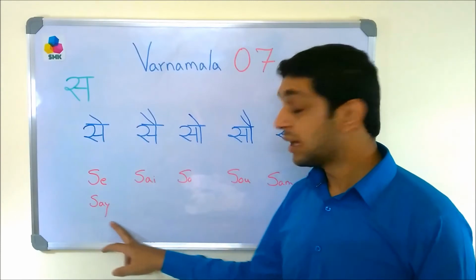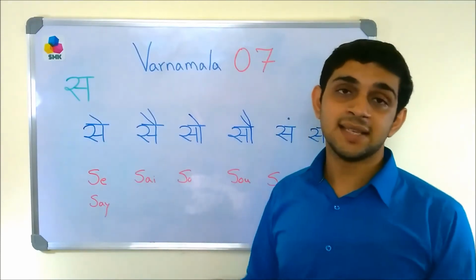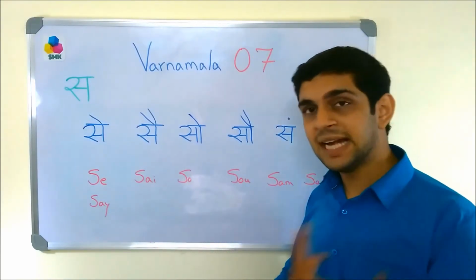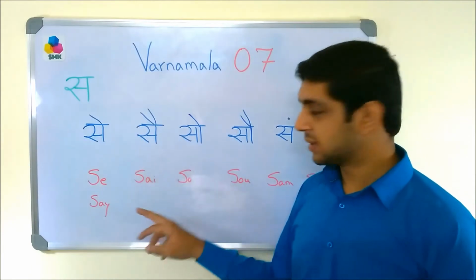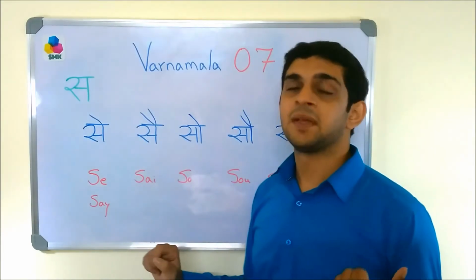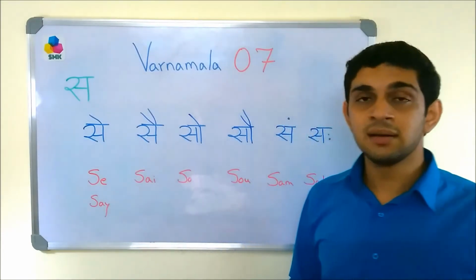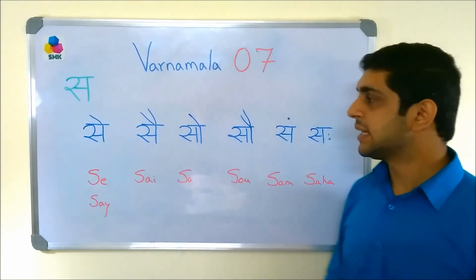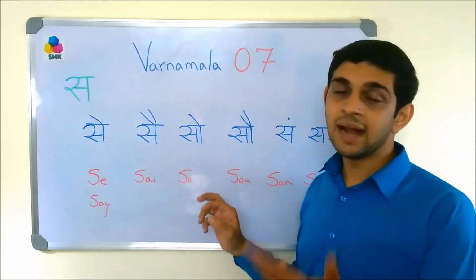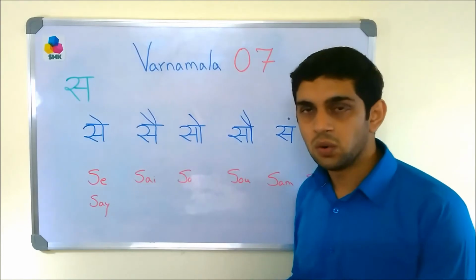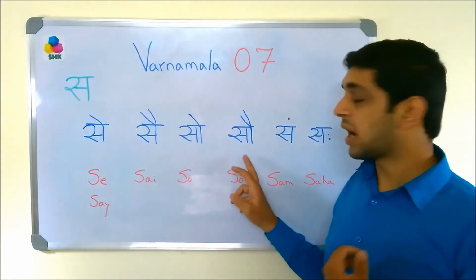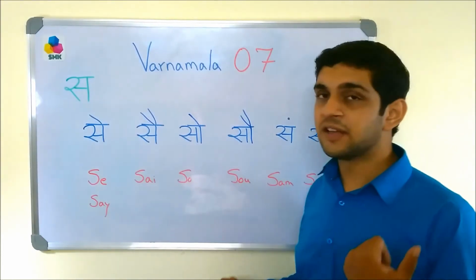But you get the word say in English, S-A-Y, say. Okay, so and a. Sai, so and I, Sai. Sai is also a name in India, right? So, and O will give me so. Next, you have Au, So.